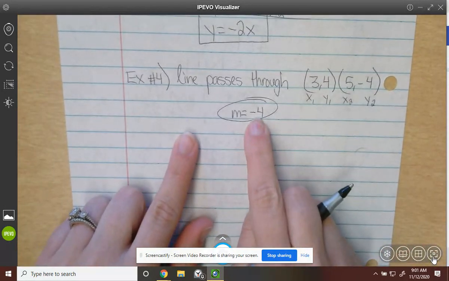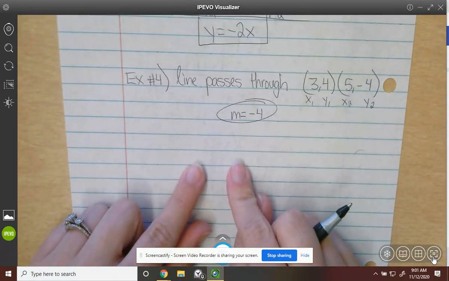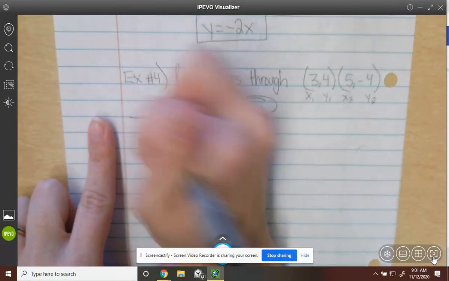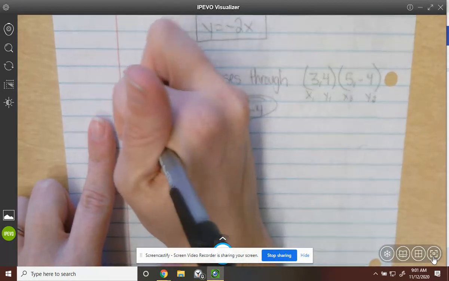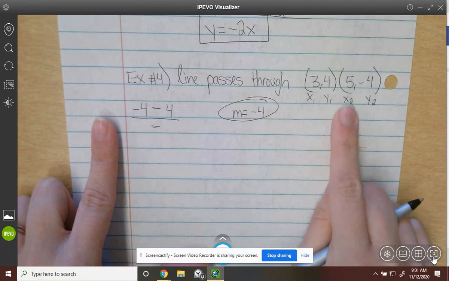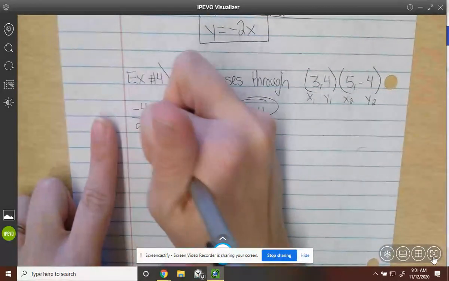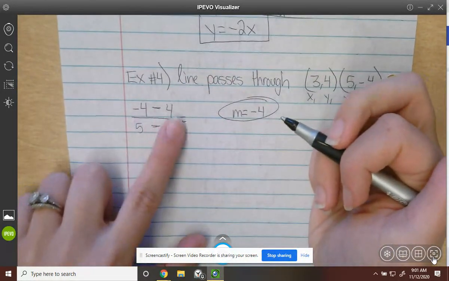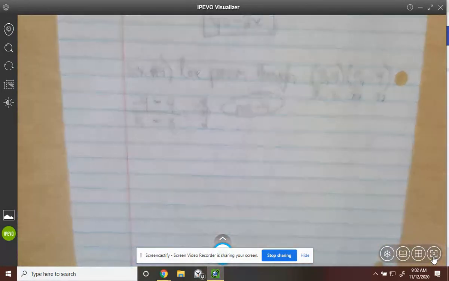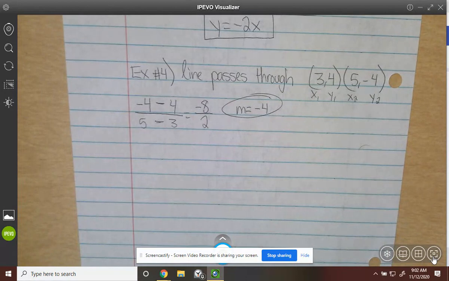If you got that, you can skip a few seconds till I start the equation. If you didn't get that, watch how I got it. -4, 4, 5, and then 3. That's going to be a -8 on top because I just add them, keep my negative. That's going to be a 2. -8 divided by 2 is a -4. All right, pause this and try to do the whole equation by yourself. Really, really pause it, do the equation.